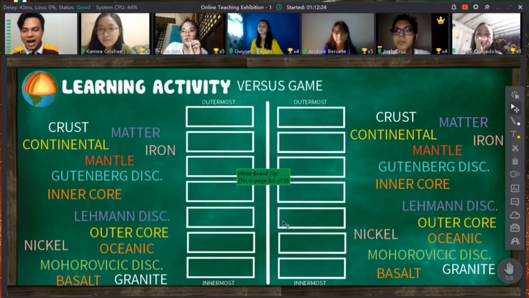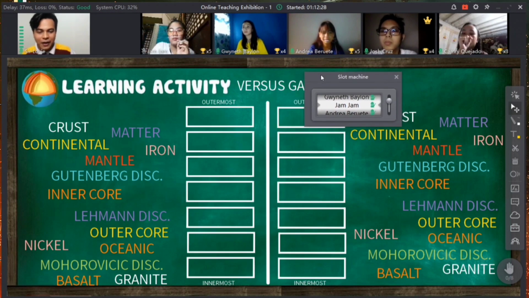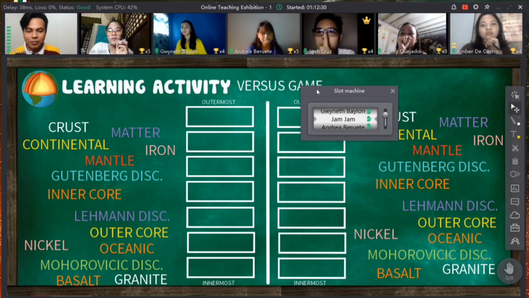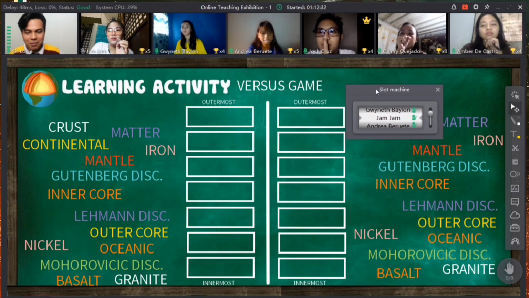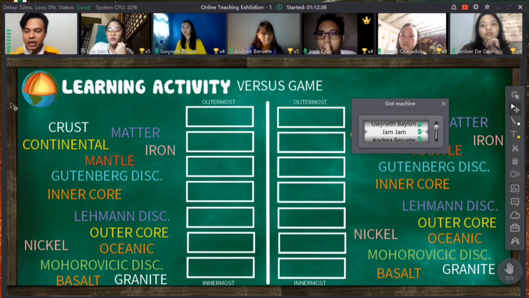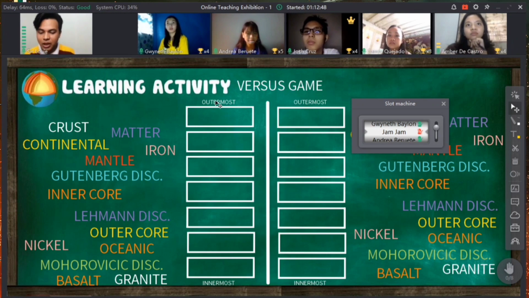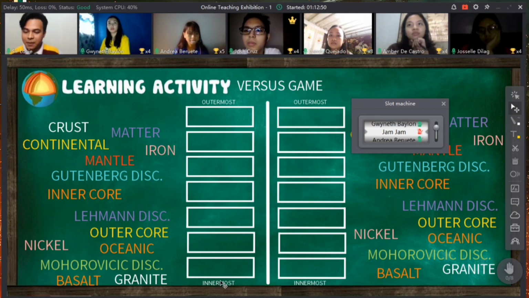So that is for our activity. Now, let us have the versus game. I will be calling 2 from this class who will match in this versus game. In this versus game, they are just going to arrange the terms here or pick up the words and give the layers of the earth starting with the outermost from the top down to the bottom, which is the innermost.